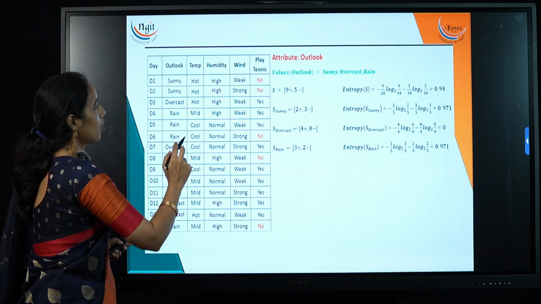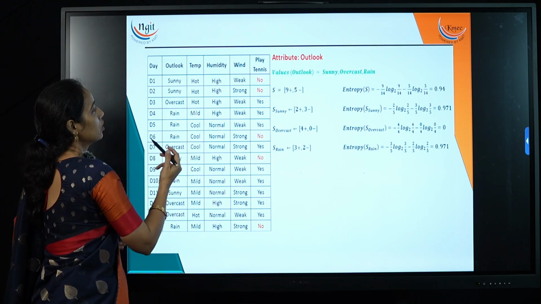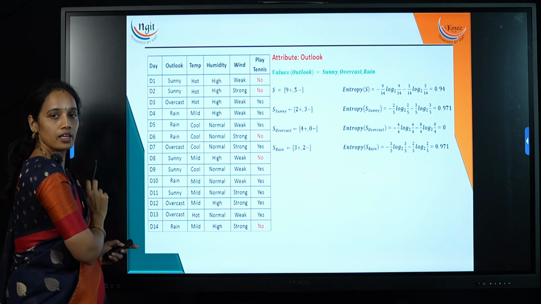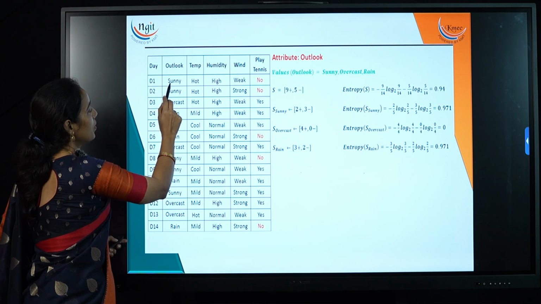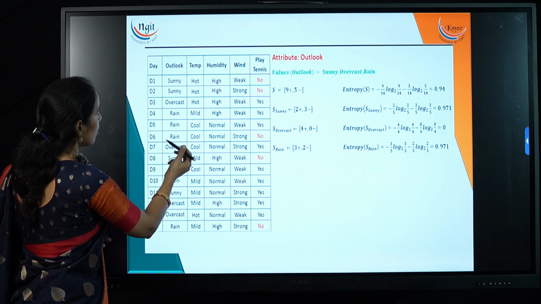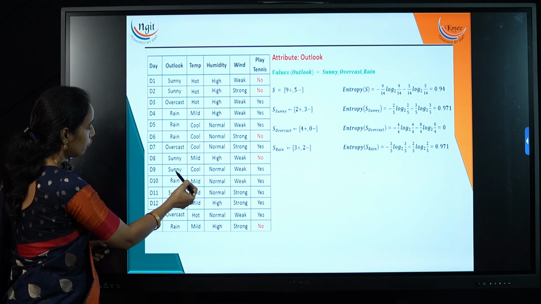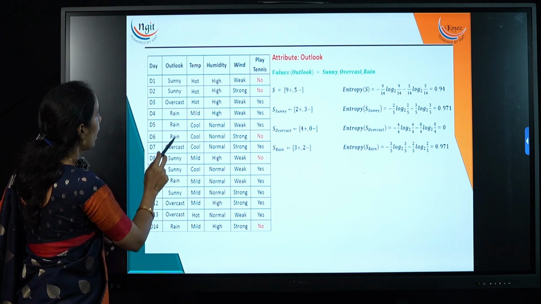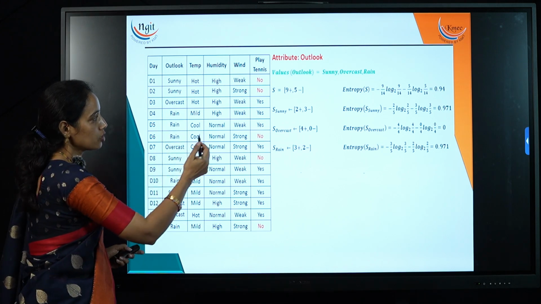Okay. See here, now we know the values of outlook. In outlook we have three values: sunny, overcast, rain. And in this, sunny values are 5: 1, 2, 3, 4, 5. 5 sunny values we have, 4 rain values we have, and 3 overcast we have. That is what we have written.